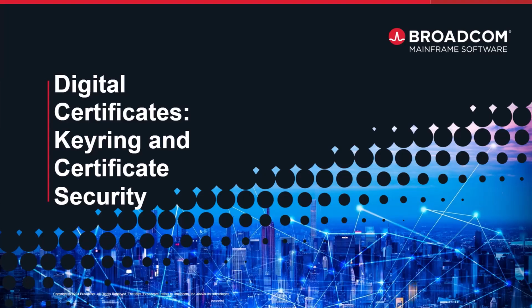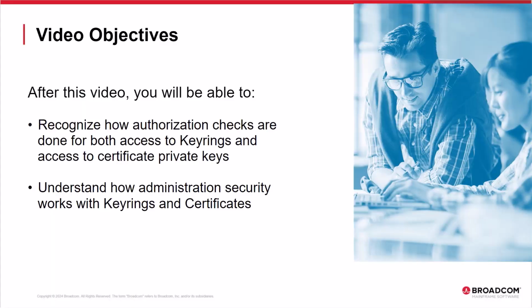Welcome to the Keyring and Certificate Security 200 course. This course will cover how ACF2, Top Secret, and RACF authorization checks are performed to access key rings and certificate private keys. After this video, you will be able to recognize how authorization checks are done for both access to key rings and access to certificate private keys, and understand how administration security works with key rings and certificates.